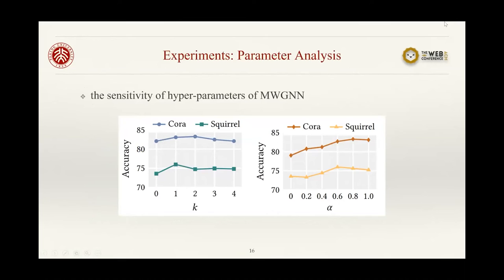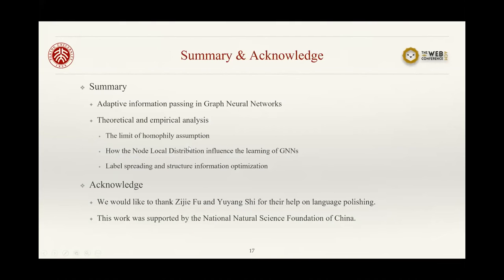To analyze the impact of alpha, the ratio of two convolution weights, we study the performance of meta-wave GNN with alpha ranging evenly from 0 to 1. The result indicates that different graphs vary in the dependency on feature and topology. In addition, meta-wave GNN is relatively stable when alpha changes around the maximum point.